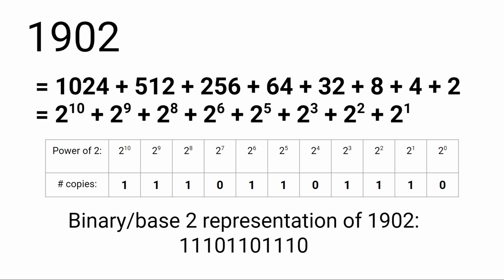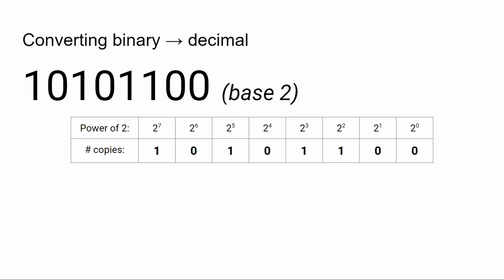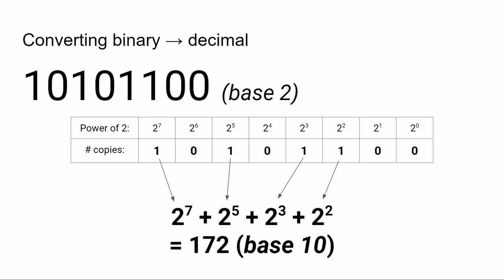But notice that converting the representation in the other direction, from binary to decimal, is on the other hand pretty easy. For example, look at the binary integer 10101100. This representation is saying this number is 2 to the 2nd plus 2 to the 3rd plus 2 to the 5th plus 2 to the 7th. And a calculator will tell you that that is the decimal number 172. Just use the bits to tell you which powers of 2 to include, find those powers of 2, and then sum them up.